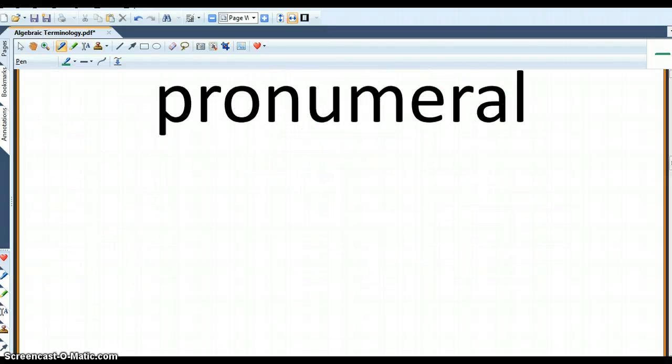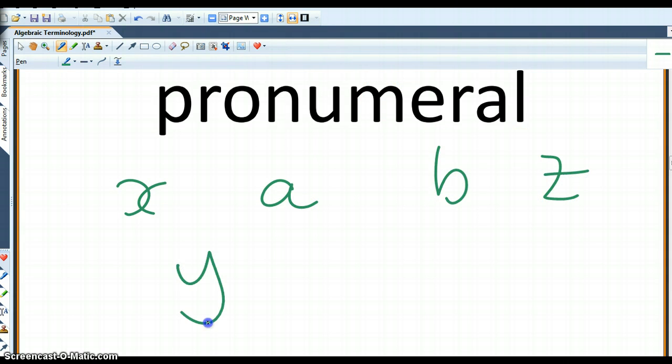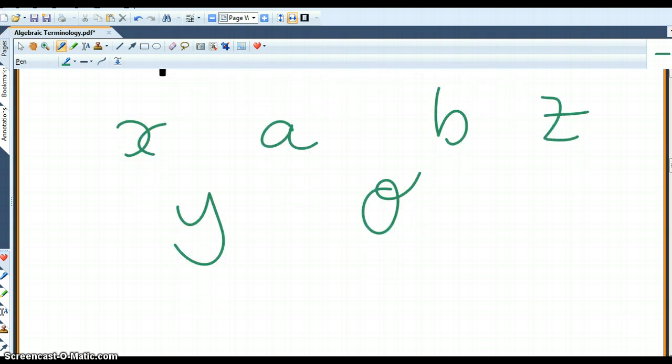Okay, moving on. Pronumeral. What's a pronumeral? A variable is the unknown quantity which we represent by a letter or pronumeral. So the X, the A, the B, the Z, the Y, sometimes we might even go like that. Those are pronumerals. So it's the same thing, it's a variable. Okay?